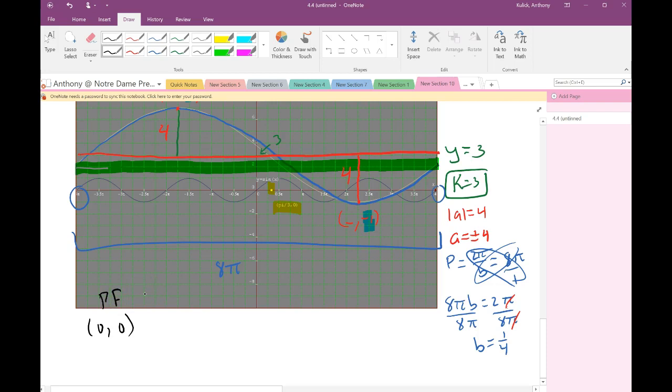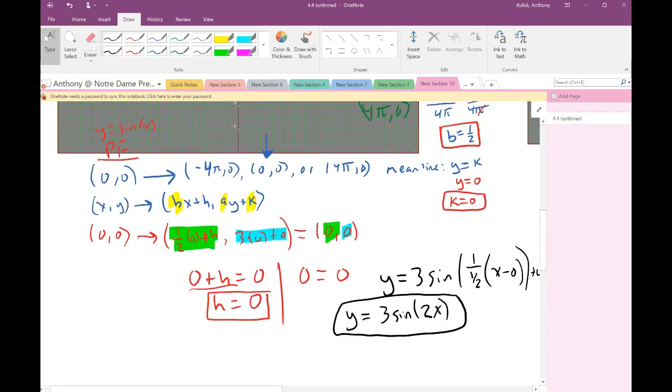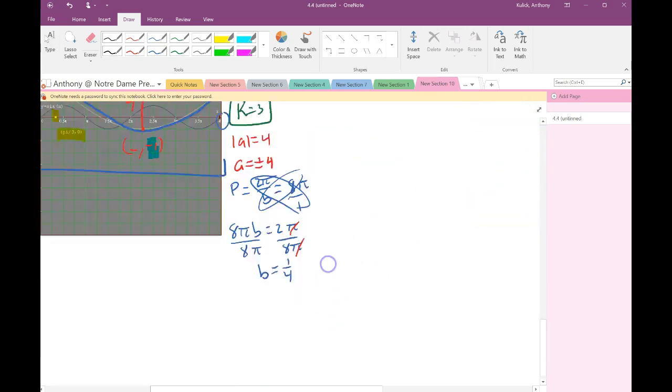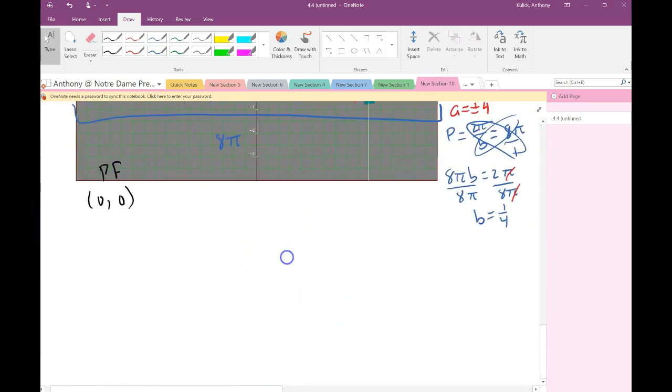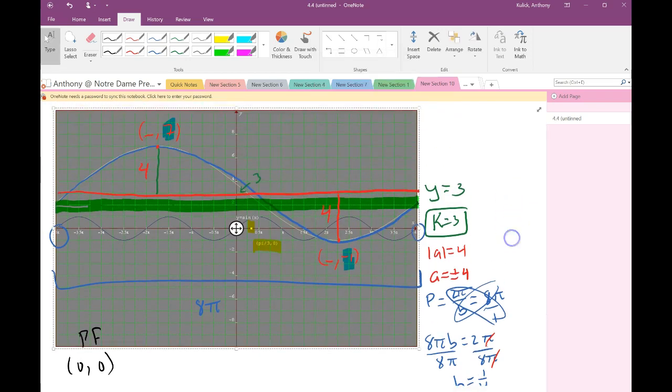So again, I'm going to start with 0, 0 as my parent function, and I'm always going to do that. You might have noticed that you've picked 0, 0 as your starting point each time you've done this, and every time I do this, I think it's the easiest point to choose. All right.